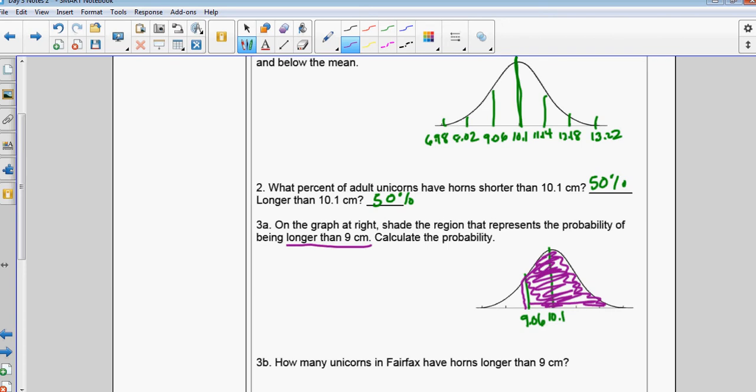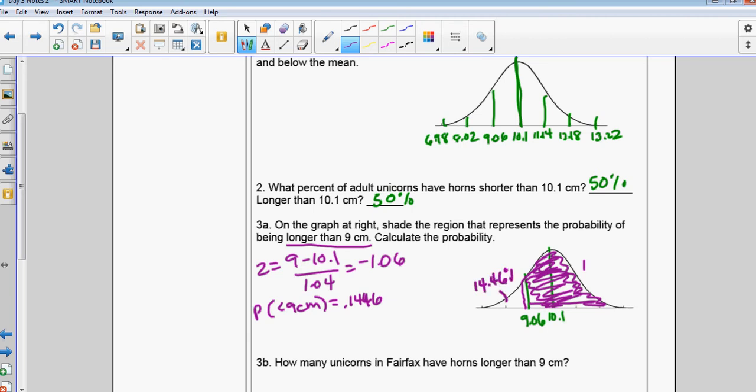So we're going to start by finding the probability that you're less than 9 centimeters. We're going to find the z-score, and that's 9 minus 10.1 over 1.04. And the z-score is negative 1.06. And that's going to tell you that the probability that the unicorn's horn is less than 9 centimeters is 0.1446, or 14.46%.